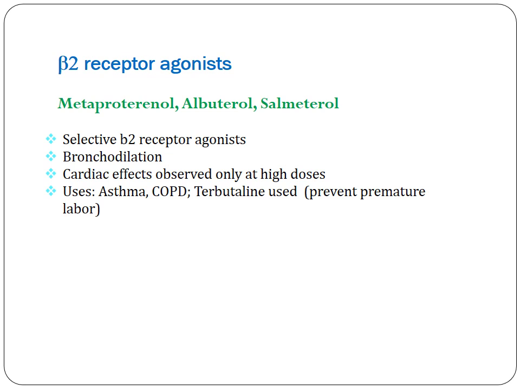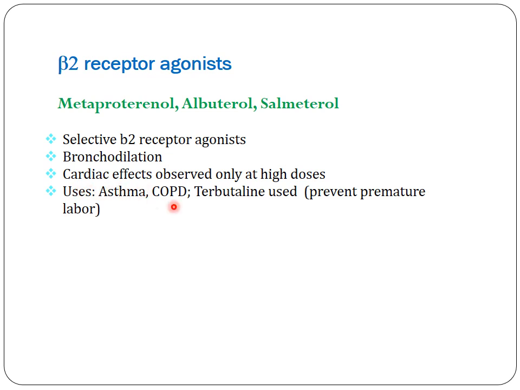Regarding beta 2 receptor agonists, we have metaproterenol, albuterol, salmeterol, terbutaline. These all are selective beta 2 receptor agonists. We mentioned in the previous lecture that the most important feature of beta 2 function is bronchodilation. So we can benefit from this feature in the treatment of what? In the treatment of asthma and chronic obstructive pulmonary disease.